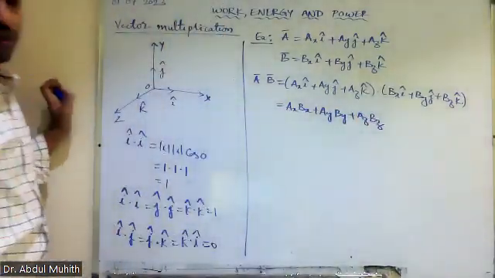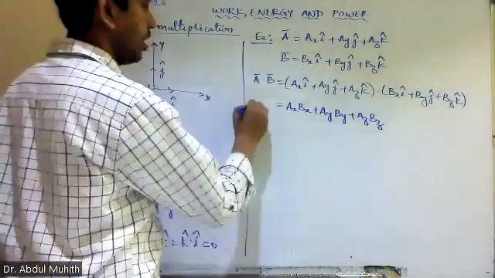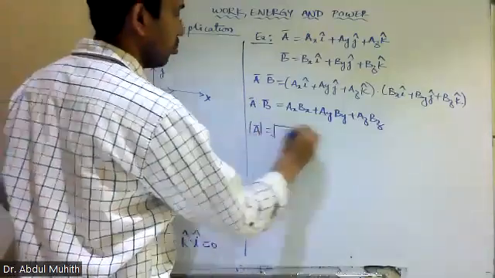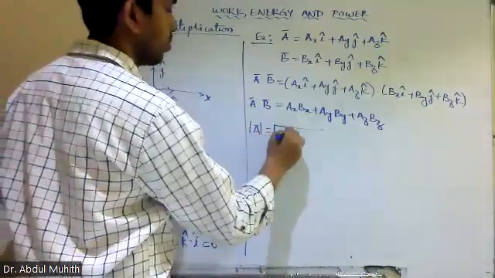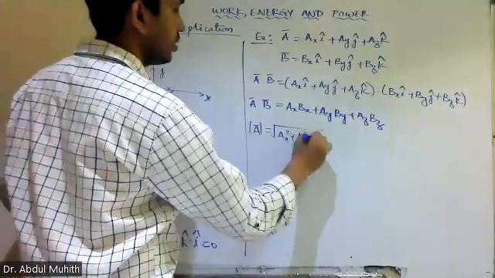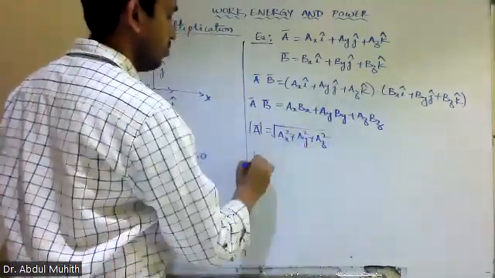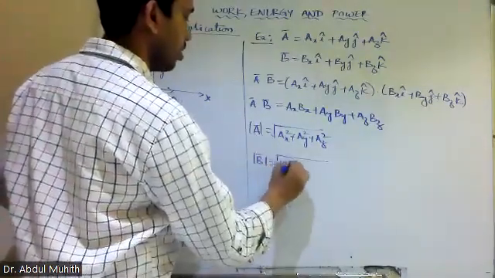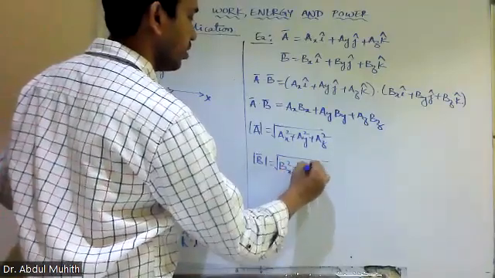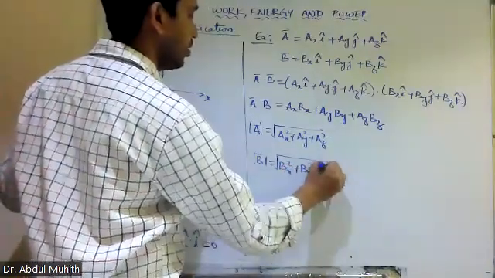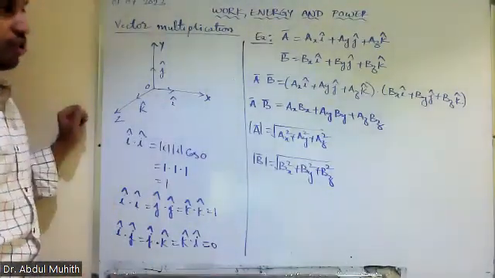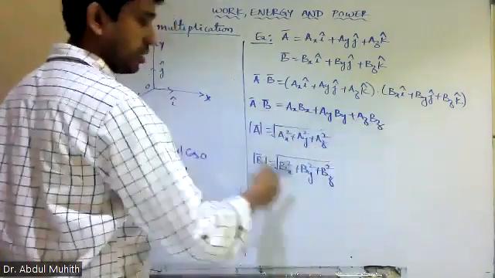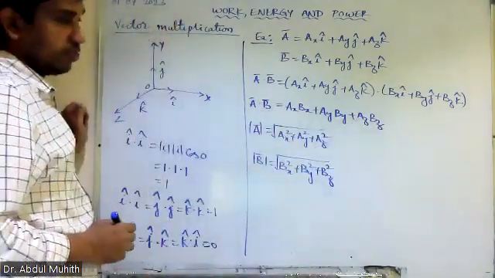Now I want to find the modulus of A and modulus of B. So this is A dot B. If I want to find the modulus of A, it is the square root of ax square plus ay square plus az square. Similarly, modulus B equals the square root of bx square plus by square plus bz square. That is how we find the modulus. If you want to write the angle, then cos theta is equal to the whole thing divided by this. Understood? So we'll try a numerical on this.